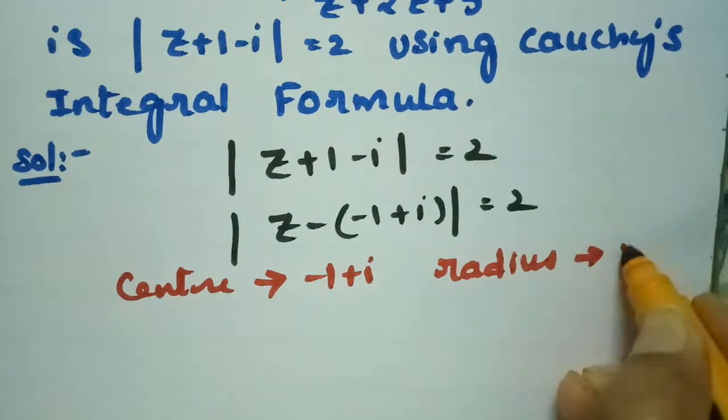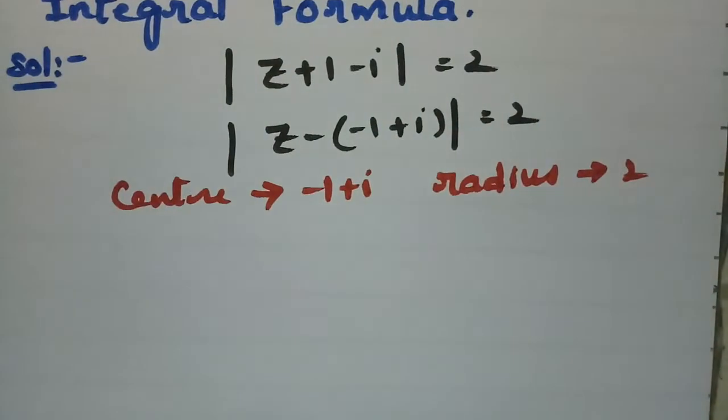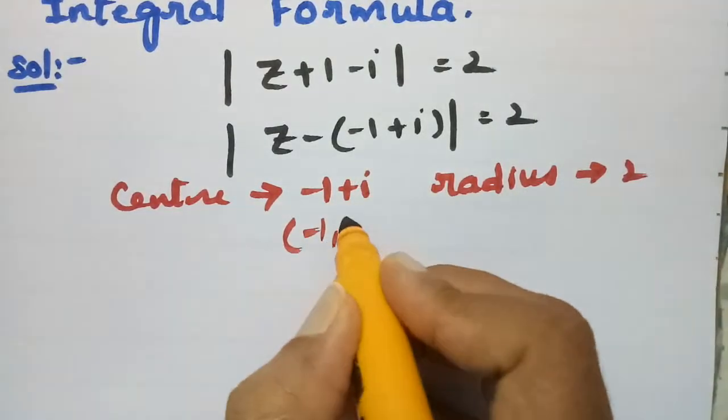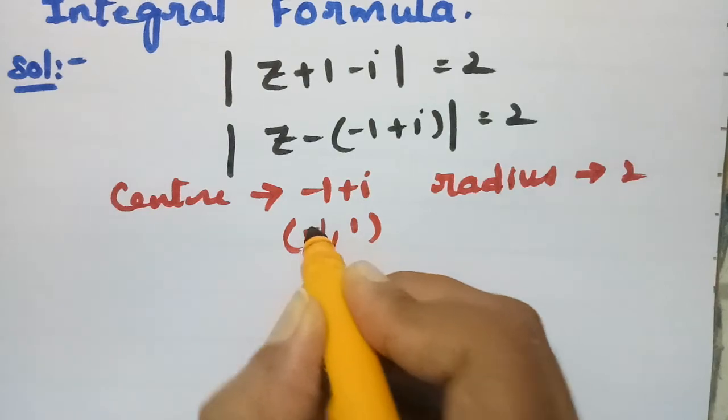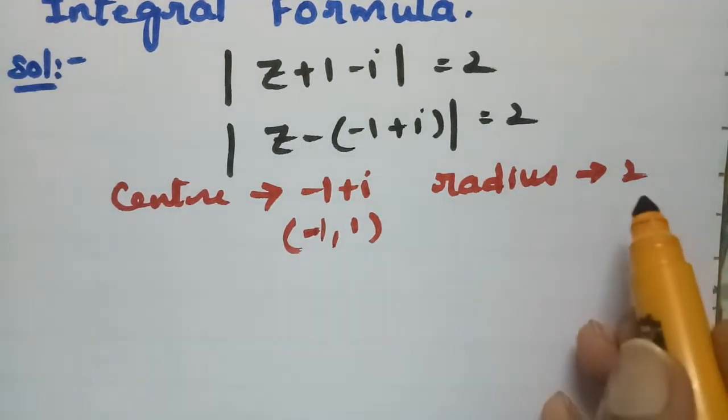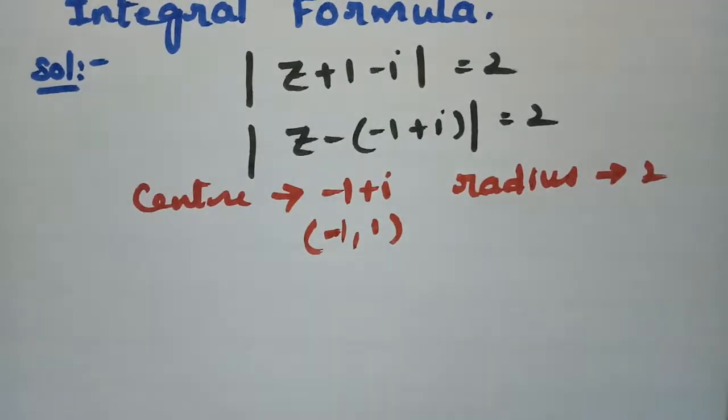So what is the radius here? This is 2. So the point here is on x-axis minus 1 and on y-axis this is plus 1. So with this point as center, minus 1, 1, and radius 2, this is a circle equation, and let me show you this one.